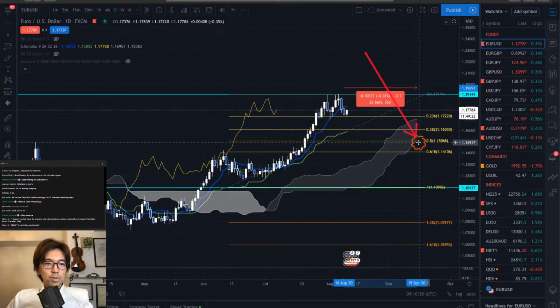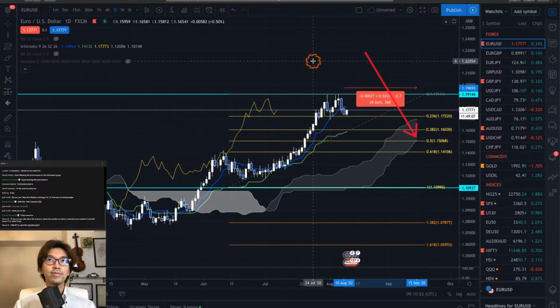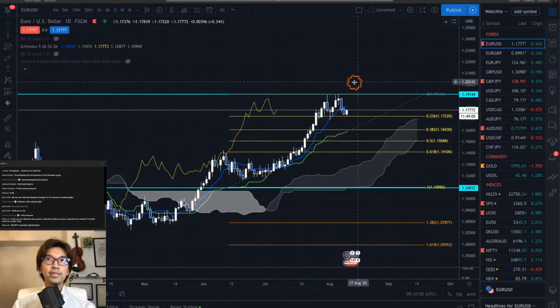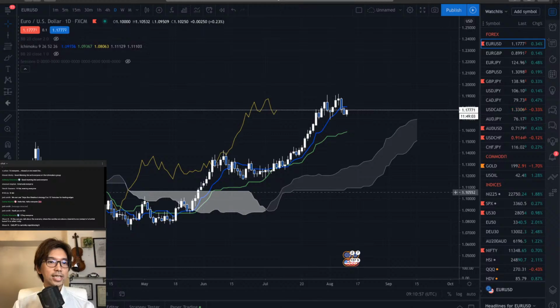Alright, so I think this is pretty simple once you understand the Ichimoku Kinko-hyo, but this knowledge is crucial when you want to use Ichimoku Kinko-hyo, especially if you want to check the market at a glance. Okay, so I'm sure you got the idea of Tenkan-sen, Kijun-sen, and Senko span B here.